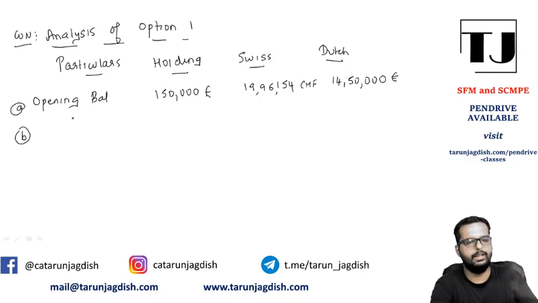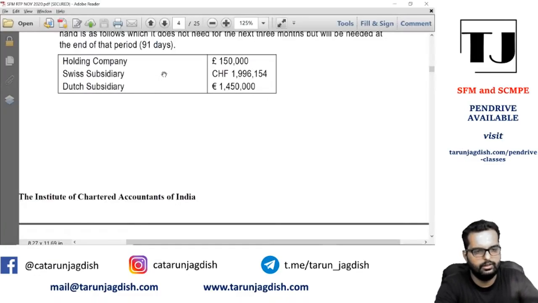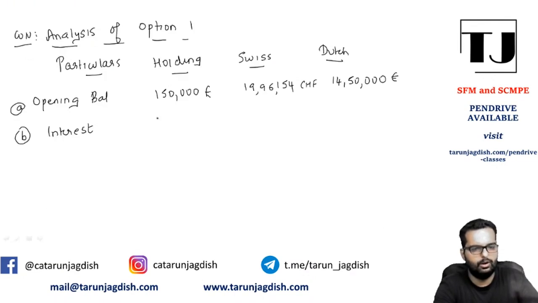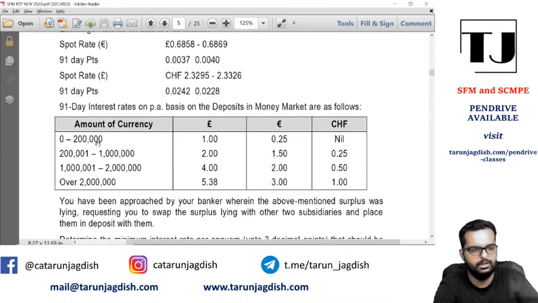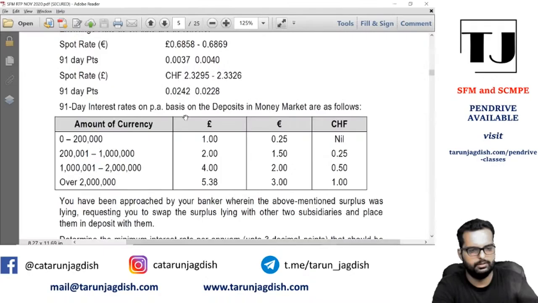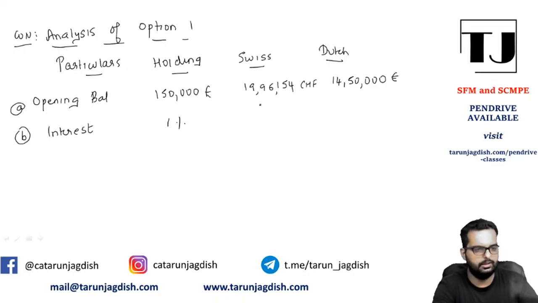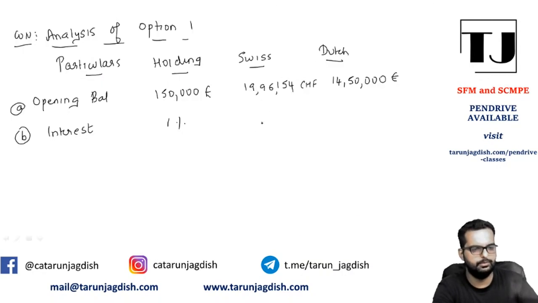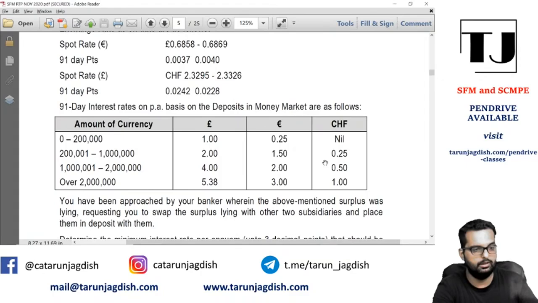Alright. Now if I keep it in these things, I will be getting the following interest. Let's check what is the interest in sterling. What is the balance in sterling? 1,50,000. So here the interest rate will be only how much percentage? 1%. What about the other one? 19,96,000. That will come in between this. So euro, the sterling rate will be 2%. Sorry. It's about CHF, right? It will be 0.5%.